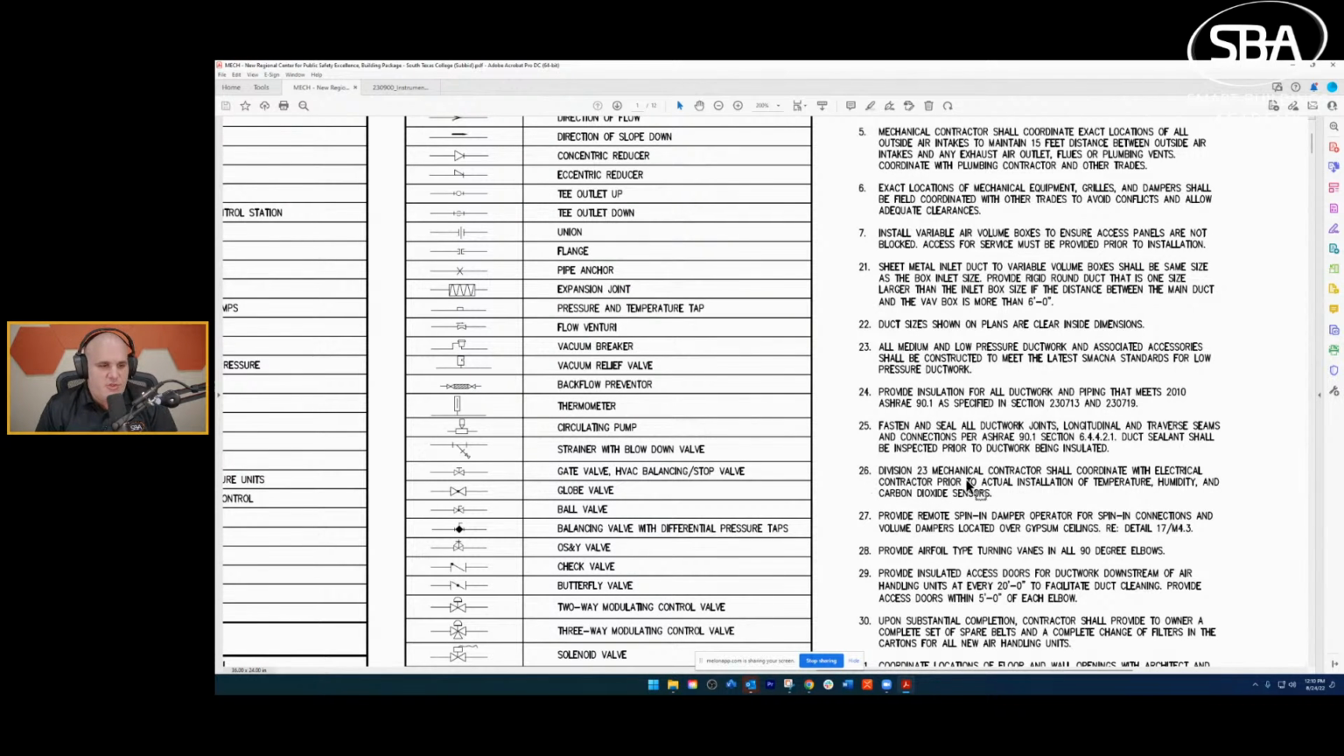So for example, Div 23 mechanical contractor shall coordinate with electrical contractor prior to actual installation of temperature and humidity and carbon dioxide sensor. All right, so why would this matter, and where's this coordination come in play? Well, picture this. So building's being built, slab gets poured, stubs are put in, and walls start getting put up. And then, just then, you decide to get with your electrical sub, have them go out and start putting in the sensors.